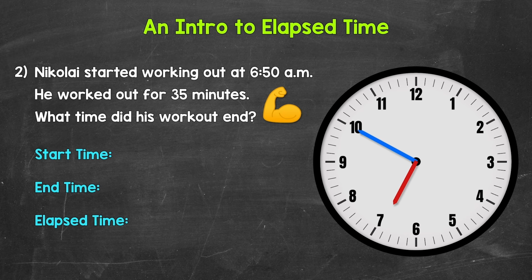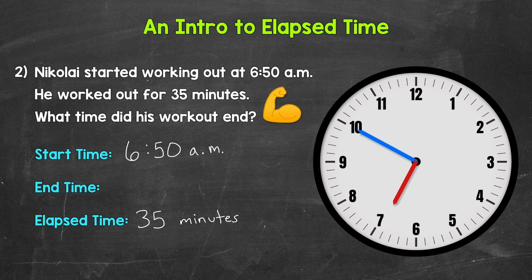Taking a look at number 2, we have Nikolai started working out at 6:50 a.m. He worked out for 35 minutes. What time did his workout end? So here we have the start time, 6:50 a.m. So 6:50 in the morning. And he worked out for 35 minutes. That's the elapsed time, how long his workout lasted. We need to figure out the end time. So, what time his workout ended? Let's use the clock to help us out. It's showing our start time of 6:50 a.m.